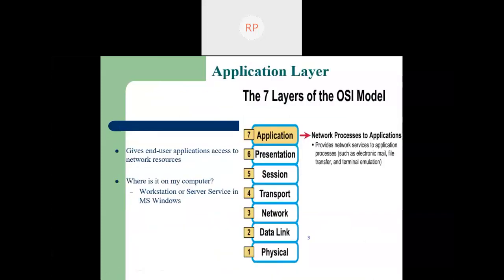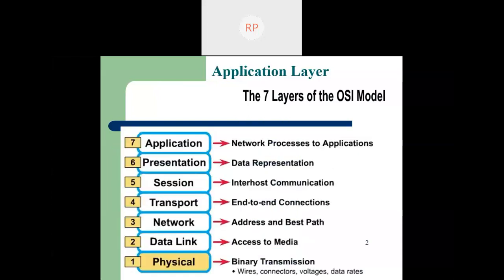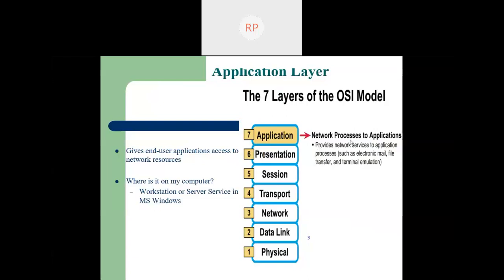Next, we have to discuss layer by layer their functionalities. Here we check the evolution from layer one to layer seven. The first layer is the application layer. In the application layer, the major part is that it provides network services to application processes such as electronic mail, file transfer, and terminal emulation. This is the role.